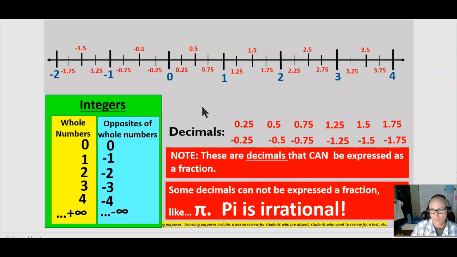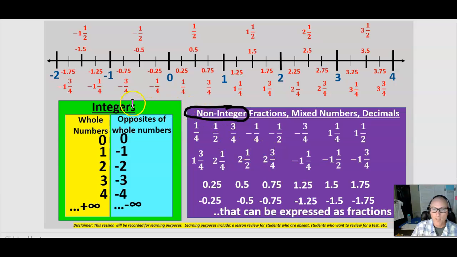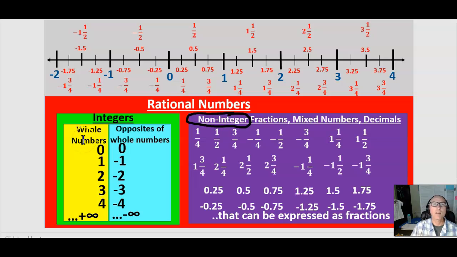That's the real deal. Pi, we cannot really write as a fraction. No, can't do it. So non-integer fractions, mixed numbers, and decimals, we color code those all the purple numbers. And then the integers. Now, put them all together, you got rational numbers. Those are all the rational numbers. Remember, not pi though. Pi is not rational. But these are all rational numbers because they can be expressed as fractions.